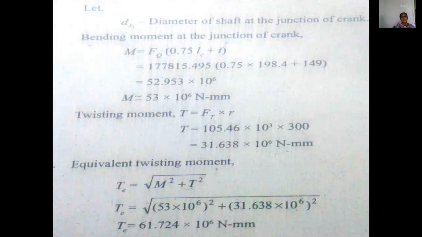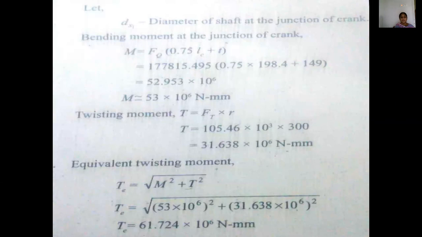Next, let ds1 be the diameter of the shaft at the junction of the crank. Bending moment at the junction of crank M is equal to FQ into 0.75 LC plus T. M is equal to, we know that, 52.953 into 10 to the power of 6. We can write it as M is equal to 53 into 10 to the power of 6 Newton per mm.